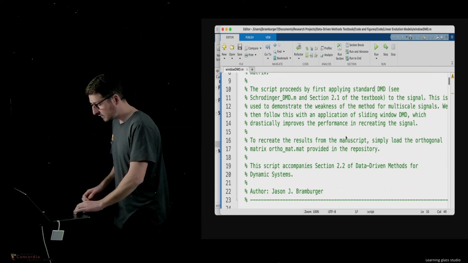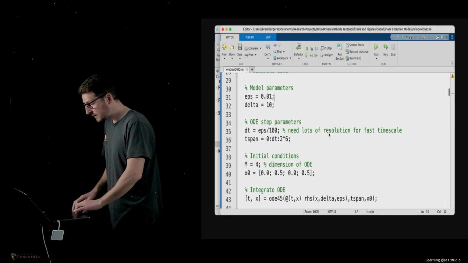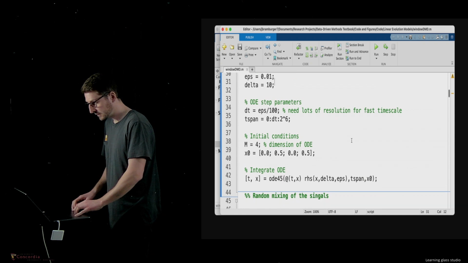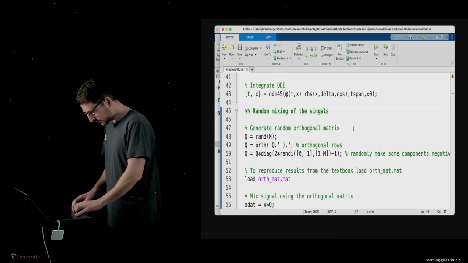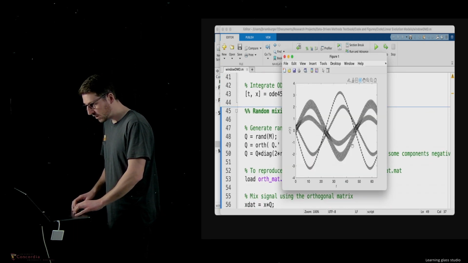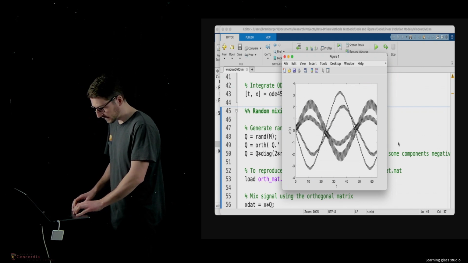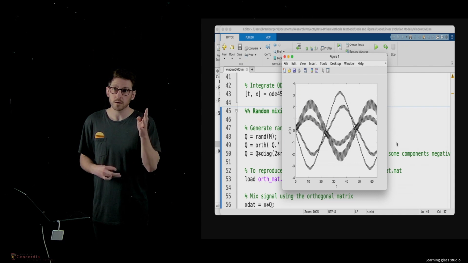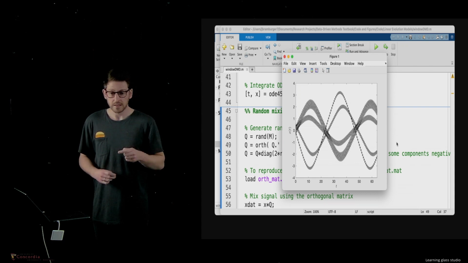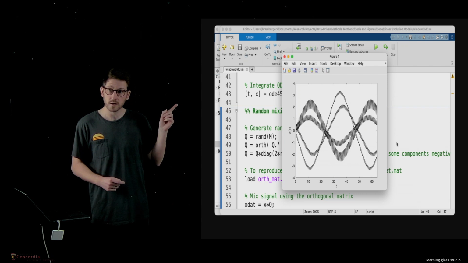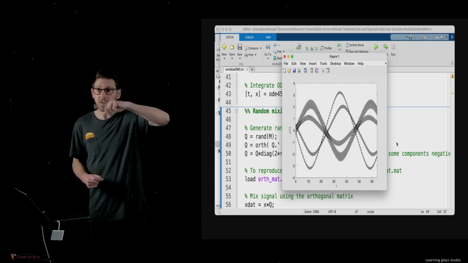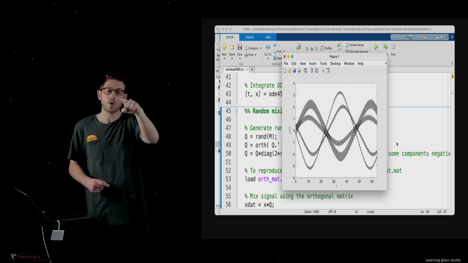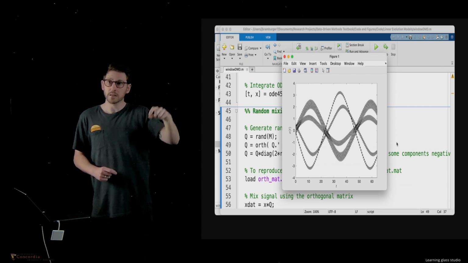So let's start with a multi-scale signal. I'm going to simulate a little differential equation here that I've built up, and I'm going to generate what's called a multi-scale signal. So what makes this a multi-scale signal? There are four components, four different pieces of the signal. Each one here is plotted in black. You can see that there's a fast, rapid oscillation taking place, and there is this slow background movement that's happening.